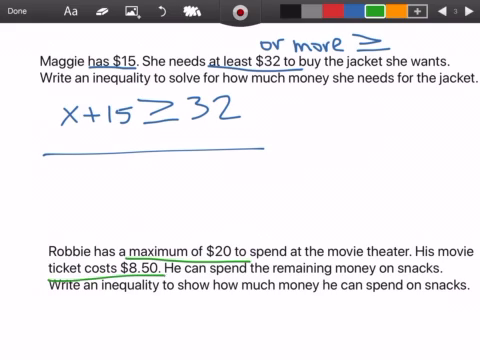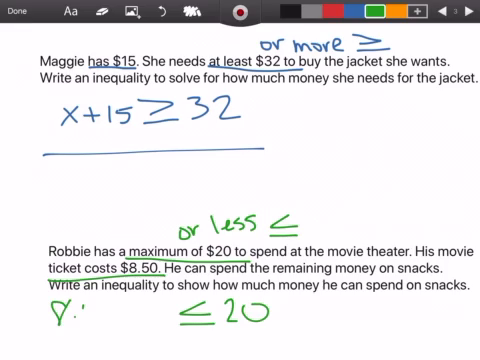So this one, maximum. Maximum means he can spend $20 or less. He can't spend more than $20 because that's the maximum. So we're going to be using a less than or equal to symbol. Okay, so he has less than or equal to $20 to spend. We know the ticket cost $8.50. So we're going to add that $8.50 to the money he's going to use for snacks, and S for snacks. And that shows what he can spend on snacks after he has spent his $8.50 on his ticket.